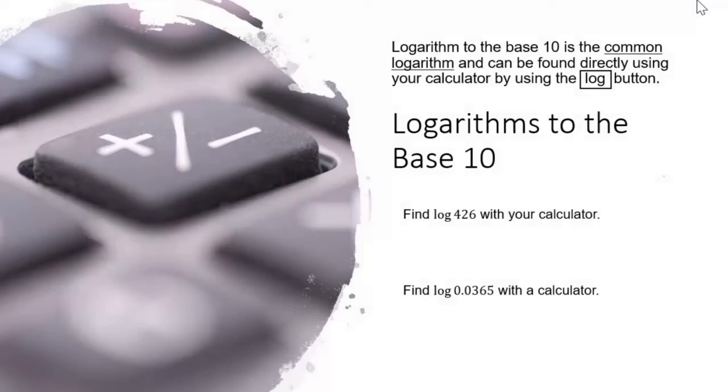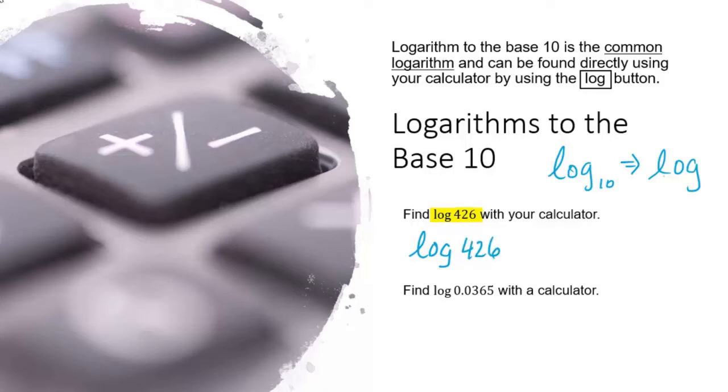We call the logarithm to the base 10, so log base 10, the common logarithm. And in fact, where you see log given without a base, the intended base is base 10. This is what the log button on your calculator will do as well. So if you're asked to find the log of 426, what you're being asked to do is evaluate the logarithm of 426 to the base 10.